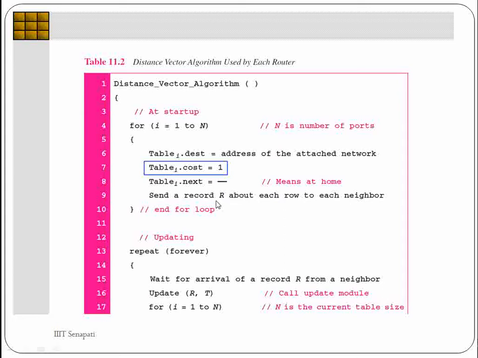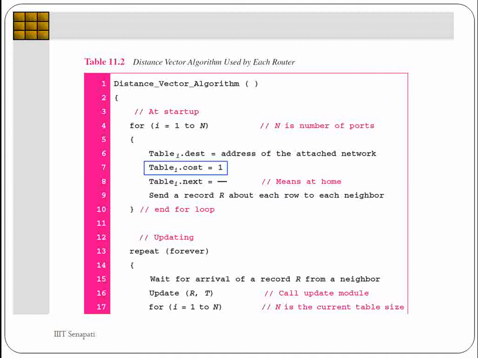Then send a record R about each row to each neighbor. Okay, they will send the information to each other. So this will happen at the start. We will see it in the figure also. So at the start, we will understand the cost between 1 and 2, the neighbors, will be 1, and they will share information with the neighbors. No issues.